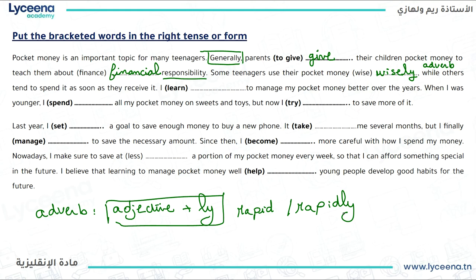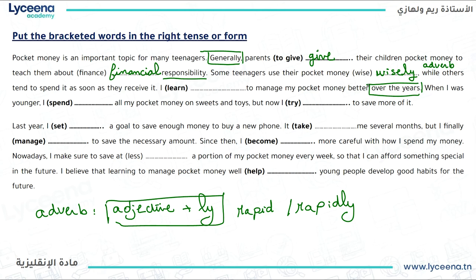it. I learned to manage pocket money better over the years. In this sentence, you have a clue. In this sentence, you have something that shows you in which tense you are going to put the verb. So what's the word, or the expression? It is over the years. When you have over the years, in which tense are you going to put the verb? Of course, in the present perfect.